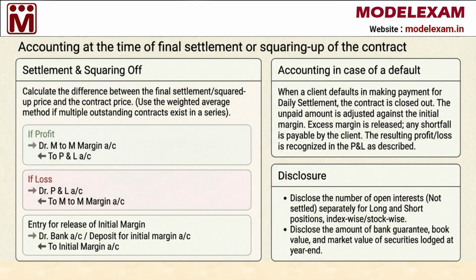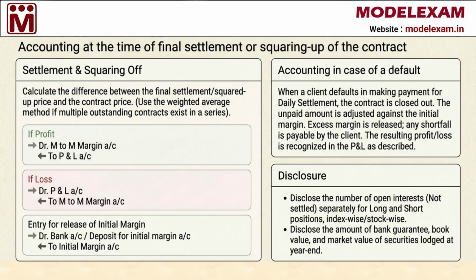But what if a client cannot pay what they owe? In the case of a default, the clearinghouse will close the contract immediately. Any money the client owes is taken from their initial margin deposit. If there is still money left over, it is returned. But if there is a shortfall, the client must pay the remaining balance.